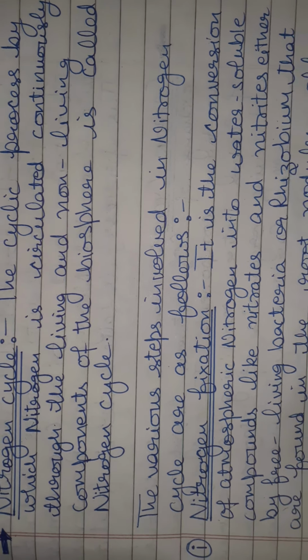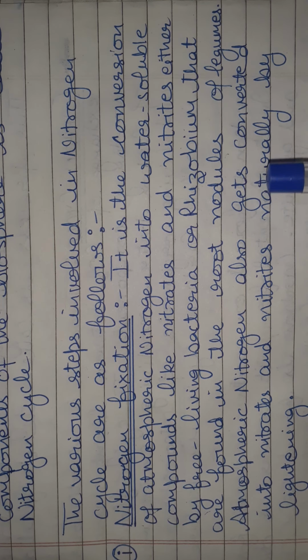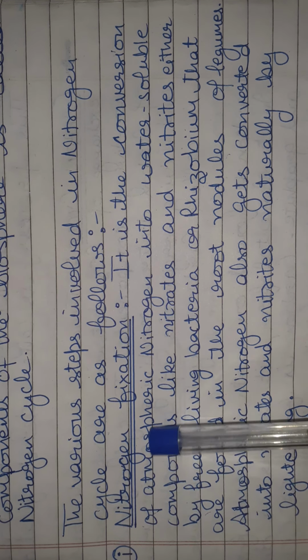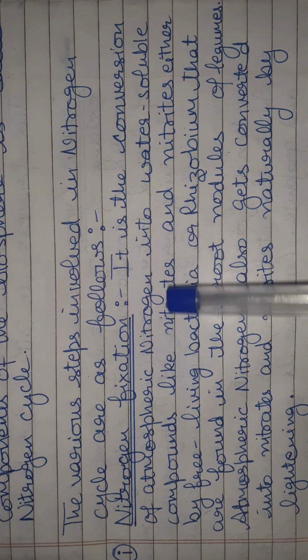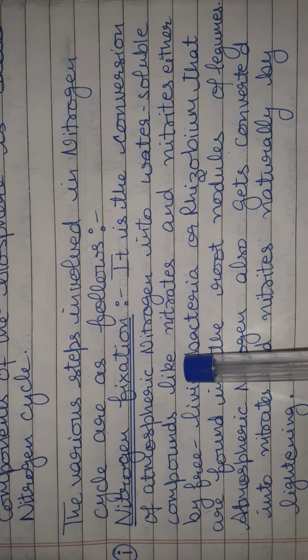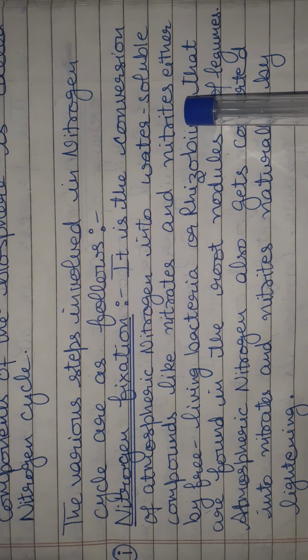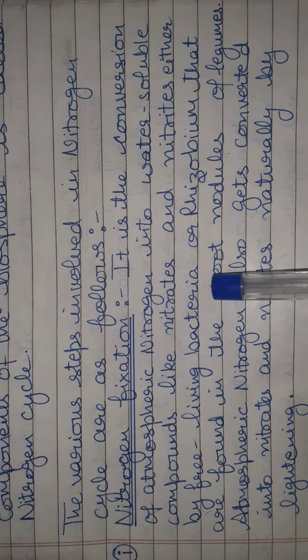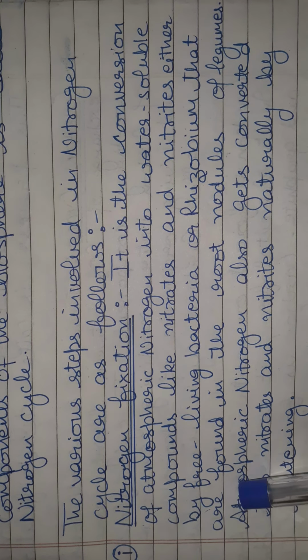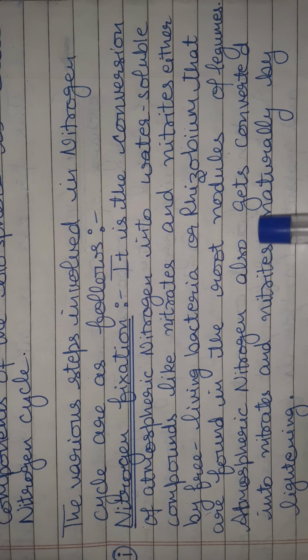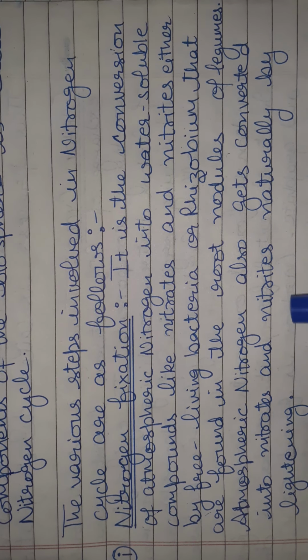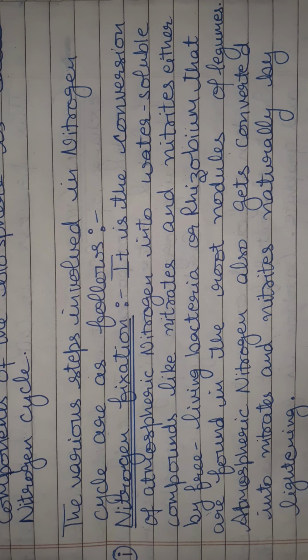The first step is nitrogen fixation. It is the conversion of atmospheric nitrogen into water-soluble compounds, nitrates and nitrites, either by free-living bacteria or rhizobium that are found in the root nodules of legumes. Atmospheric nitrogen also gets converted into nitrates and nitrites naturally by the lightning.